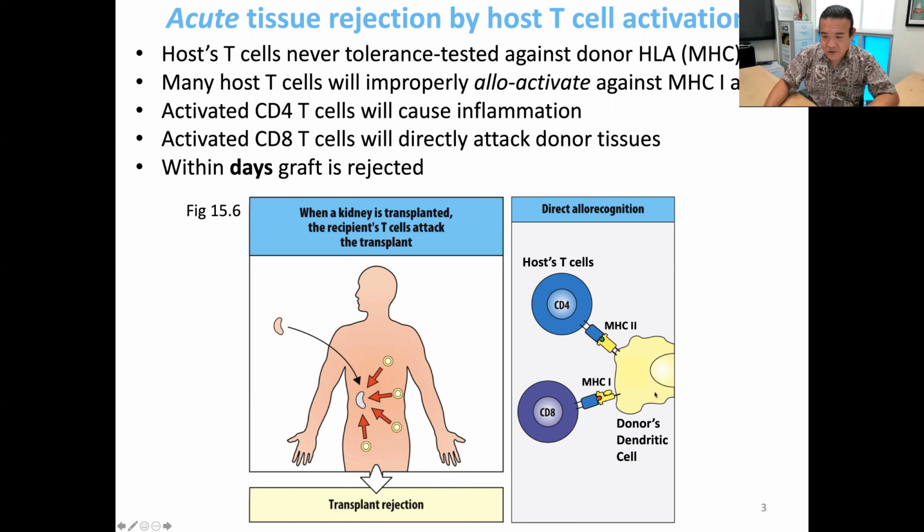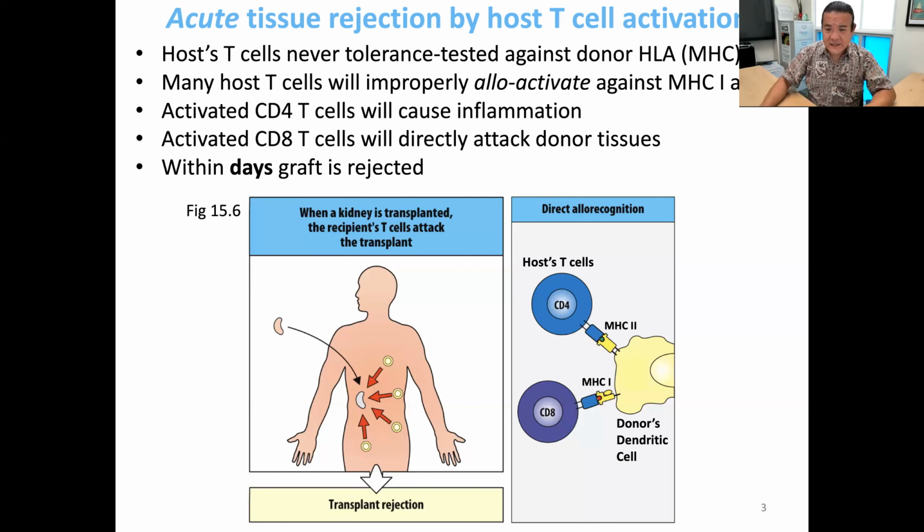Here you would have a donor's dendritic cell that may have hitched a ride, for example, in the donated kidney. Then you would have the host's own naive T cells, whether they're helper T cells or cytotoxic T cells. They just recognize that this MHC type on this foreign tissue is wrong, right? It's not self HLA, right? It is some other foreign HLA.